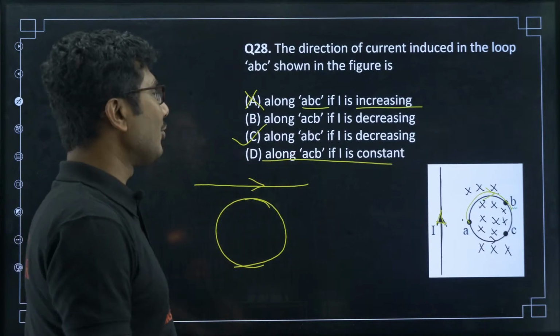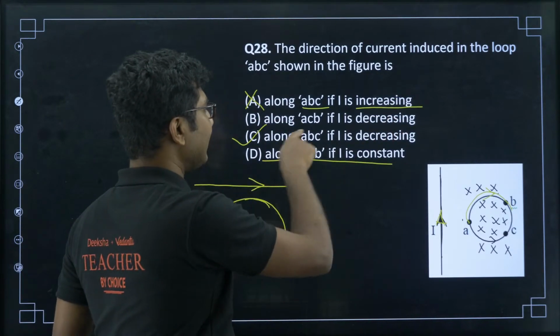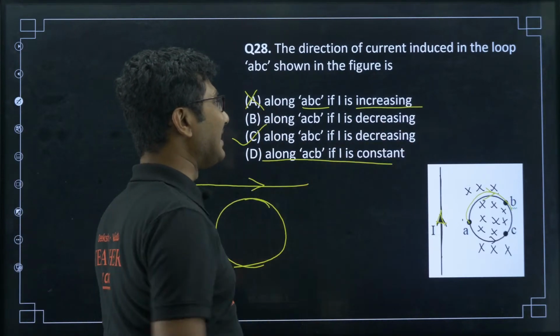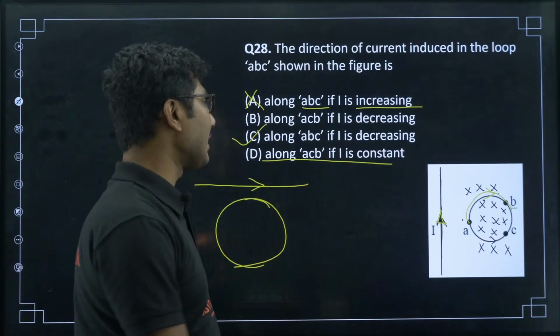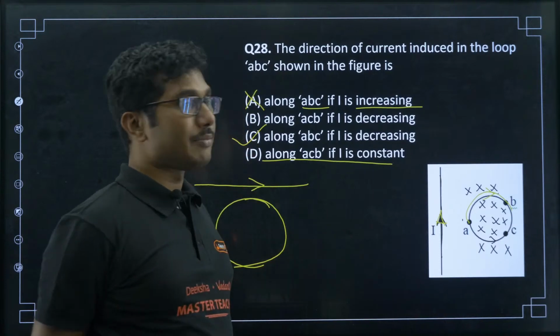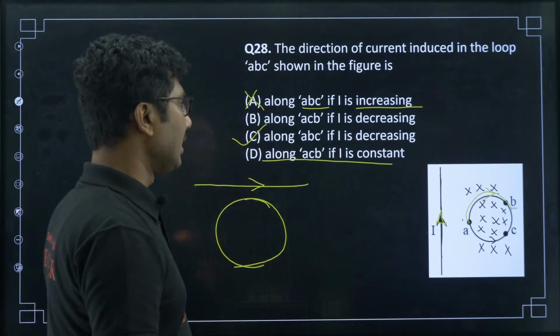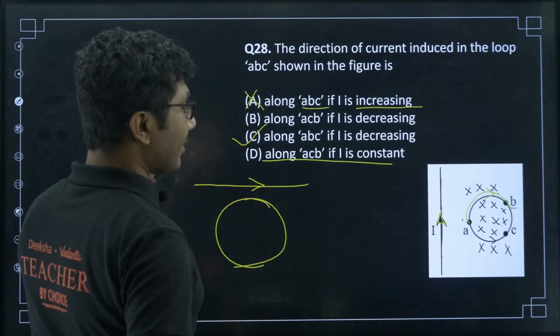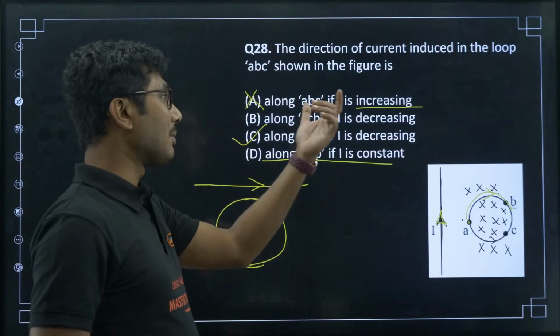Also one more important thing, if this is not correct, then definitely the other will be correct. That is another way. If you find out that ABC, if I is increasing, is not correct, that means it will definitely be along ABC if it is decreasing. That is another way to answer this question. This is a very tricky question. Unfortunately in your model paper, both options are correct.